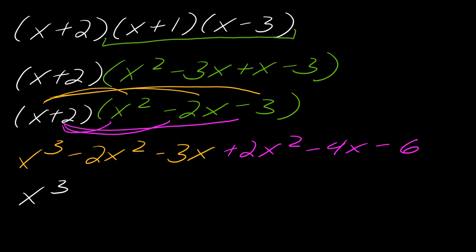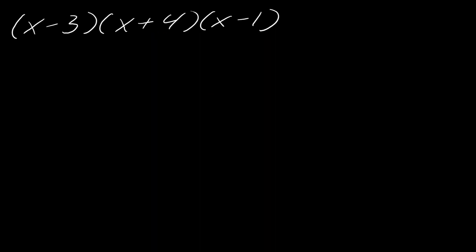And so now if I collect my like terms, I get x cubed. Let's see, these x squareds actually drop out. I've got minus 7x, and then I've got minus 6. And so that would be how that all multiplies together. So I have just one more example of this if you want to try this on your own. You can pause the video here, multiply this together, hit play when you're ready.